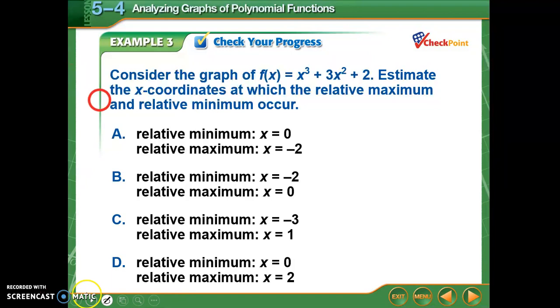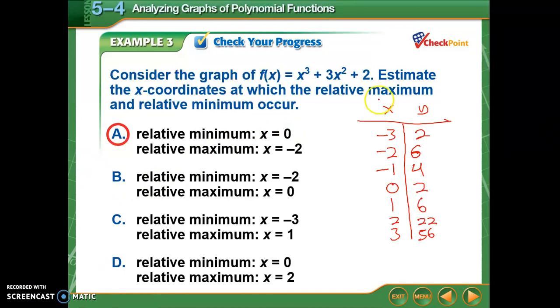All right, your answer here should be A. There's a relative minimum at x equals 0 and a relative maximum at x equals -2. And here's an example of what your table of values might look like. At x equals 0, the y value is 2, and the y values on both sides are larger than that, so we expect a relative minimum there at x equals 0, because it's asking for the x values. And at x equals -2, 6, both of the y values on either side of 6 are lower than 6, so we expect a relative maximum there.